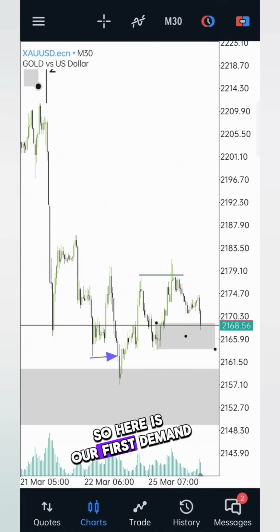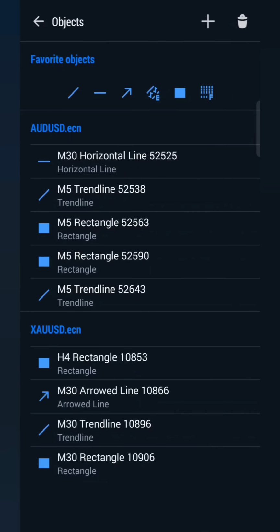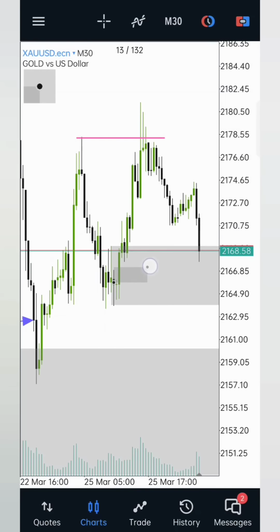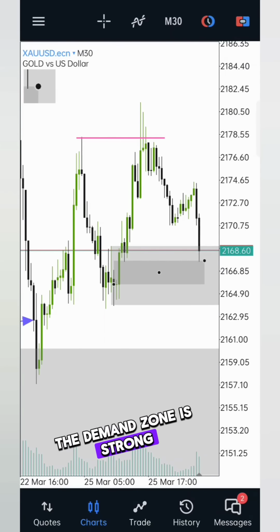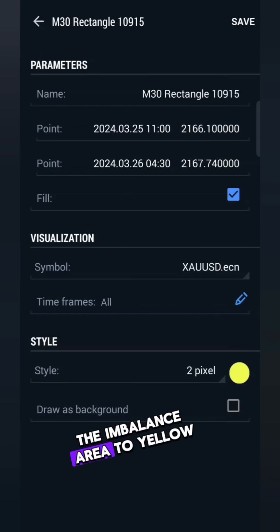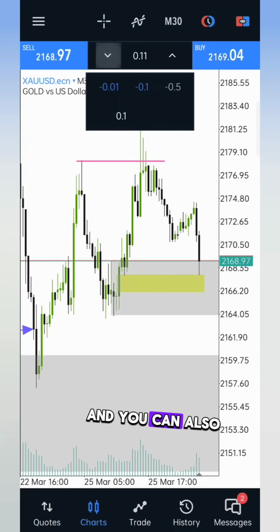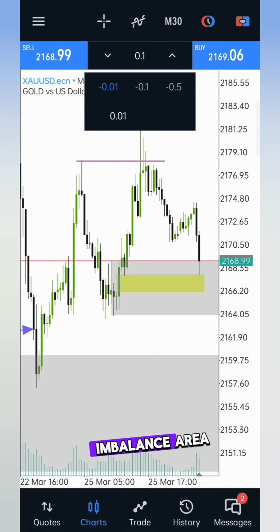So, here's our first demand zone since the change of character happened. The demand zone is strong, as there is noticeable imbalance between the two candles. Guys, I changed the color of the imbalance area to yellow, just so you can see the imbalance area properly, and you can also see that the price has already hit the imbalance area.